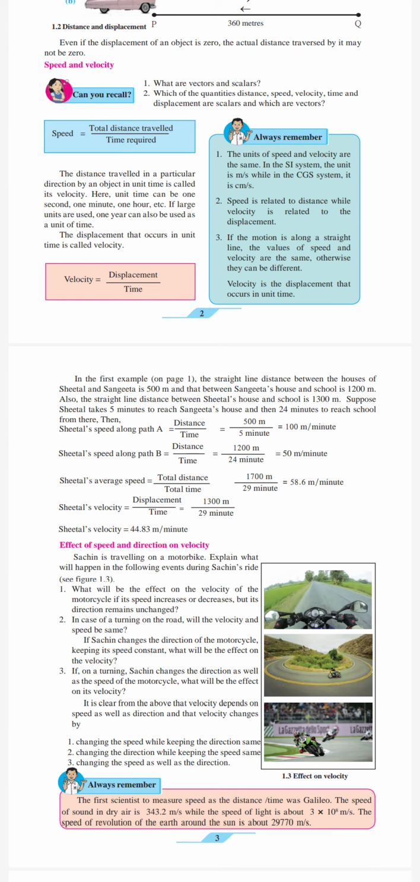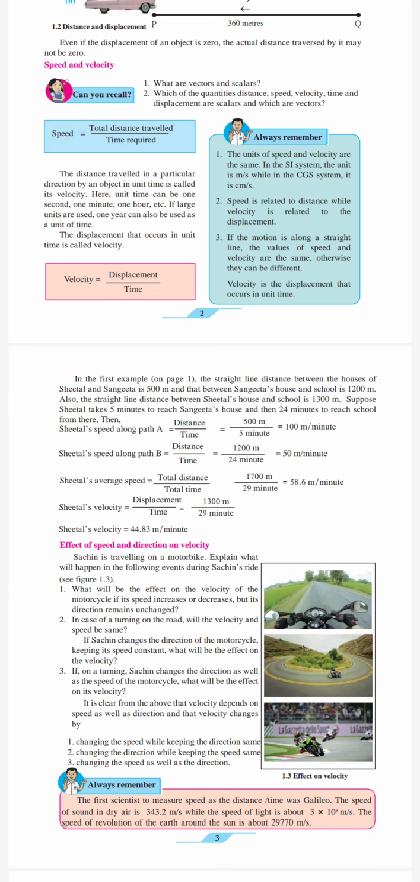Now, they are the same thing if the motion is along a straight line. If the motion is along a straight line, the value of the speed and velocity will be the same. The motion they are describing is moving in a straight line. If it is in a straight line, then speed and velocity will be the same. Otherwise it will be different when the direction changes. Velocity is the displacement that occurs in unit time. Only in a unit time will velocity occur.